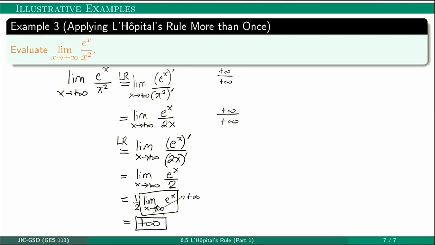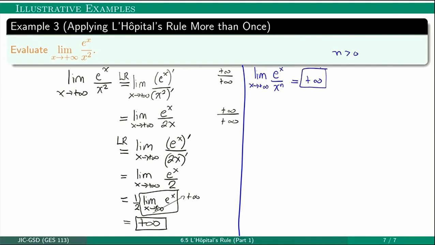Now, before I end this discussion, I will just make some comment here. Actually, you can generalize this formula to the limit of e to the x over x to the n as x approaches positive infinity, and here n is positive. And this will still be a positive infinity, just like in the previous example where n is 2. So it can be x cubed, x to the fourth, x to the fifth.